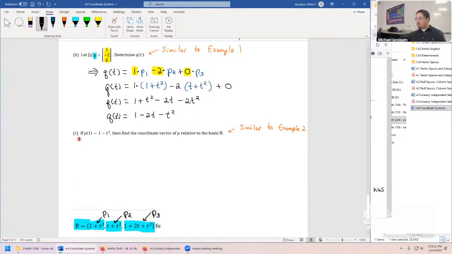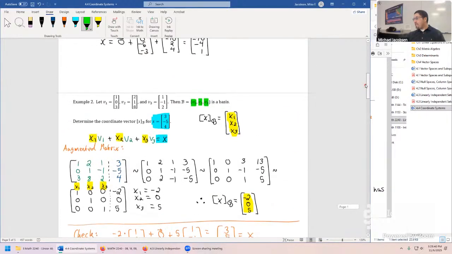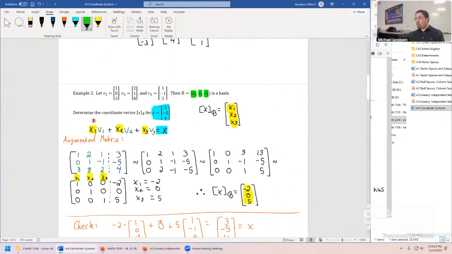Part C is different now. On this one, the polynomial was given. Excuse me, in part B the coordinate vector was given. But this time, we have the polynomial and we're trying to solve for the coordinate vector, so the work looks a lot different. Think about how you might solve this from scratch. You'd have to write down x1, x2, x3 times p1, p2, p3 and start solving for what this would be. The given polynomial would go onto the right-hand side. And this could take a good amount of work.